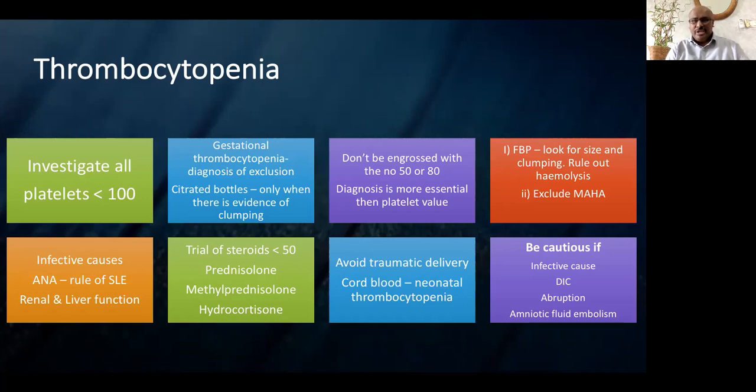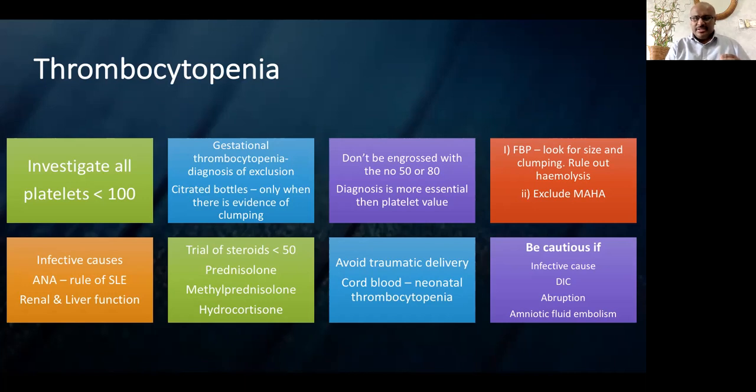It's important to check the baby's cord blood, because 15% of mothers who are thrombocytopenic will have babies who are also thrombocytopenic. However, having had this systematic approach, having assumed it is not gestational thrombocytopenia, it's important to be cautious in certain circumstances of thrombocytopenia.